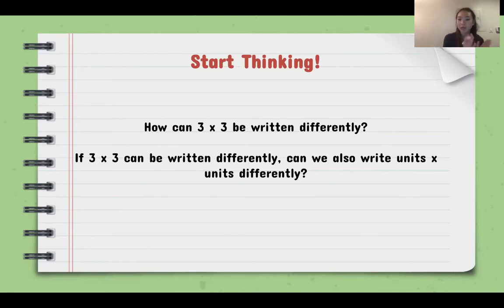Now that we know that 3 times 3 gives us 3 squared, units times units would probably be the same, correct? So I have units times units, and to write that differently, again, I get units squared. That's going to be great for us because we are going to need to know how to do that moving forward from here.